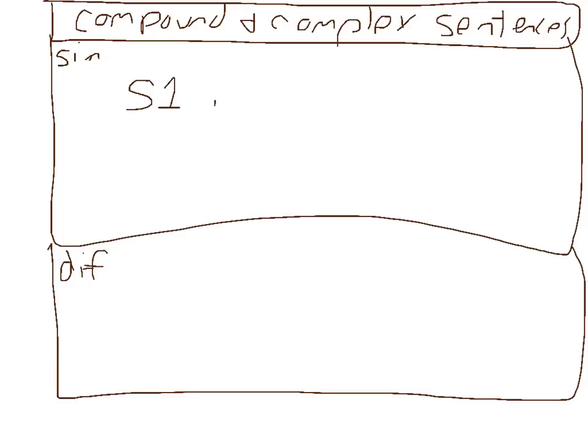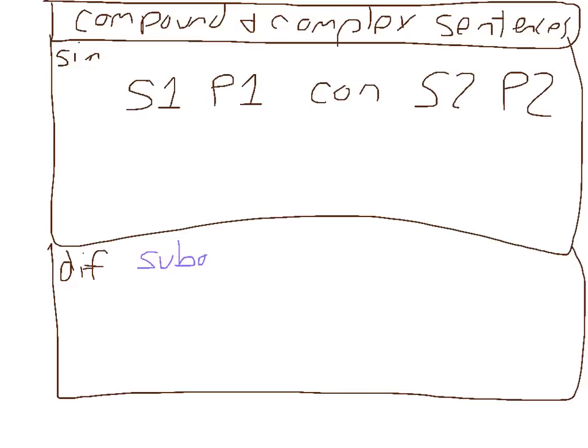a predicate 1. They need some sort of conjunction. They need a subject 2 and a predicate 2. There are a number of ways they're different, however. One way that they're different is that we use different sorts of conjunctions. So we use what are called subordinating conjunctions.